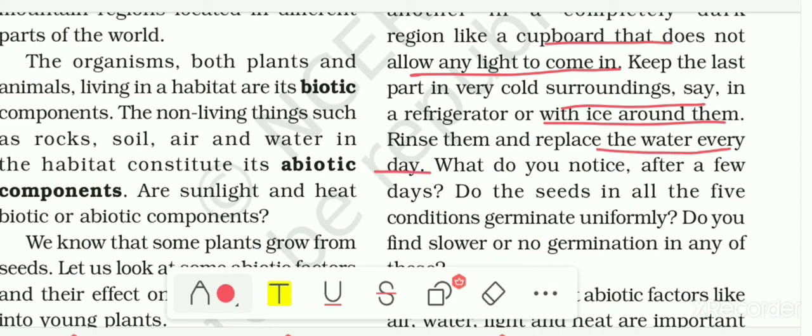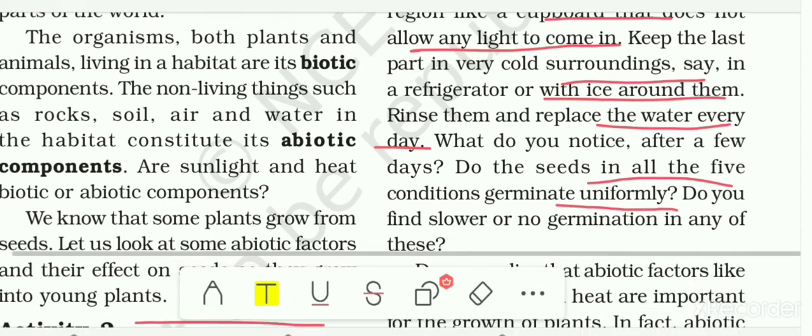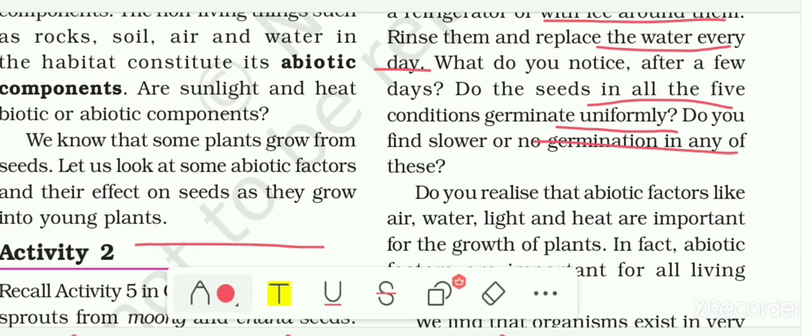After this activity, you have to observe what happened with these seeds. After a few days, do the seeds in all these 5 conditions germinate uniformly, or equally, or do you find slower or no germination in any of these parts?